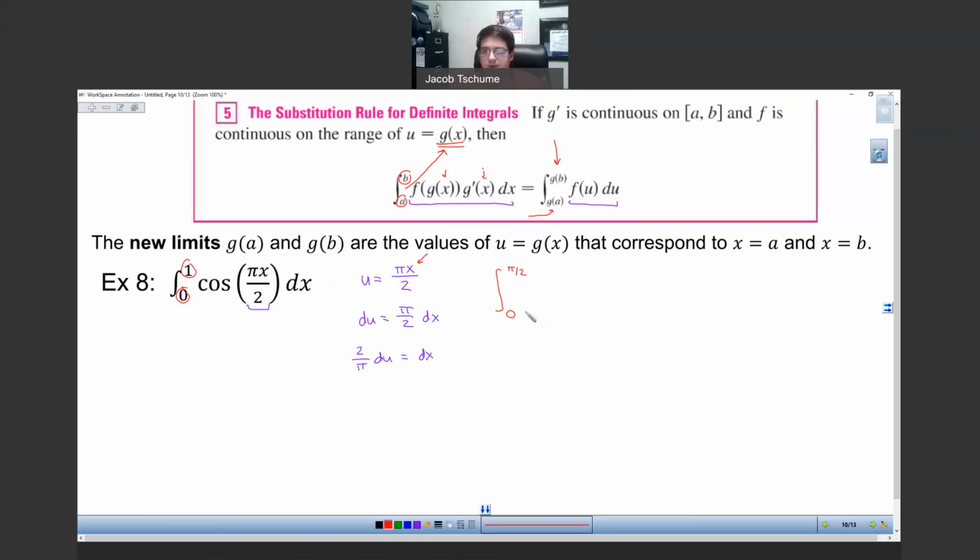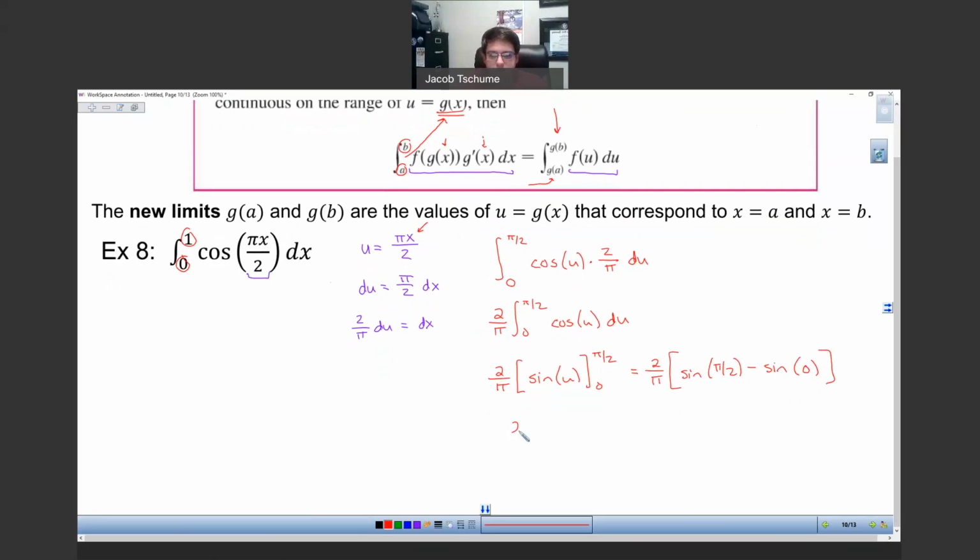And then you do the rest of your u sub the same. This would be the cosine of u times your dx term, which is 2 over pi du. The 2 over pi is just a constant, so you can factor that out front. Cosine of u is one of your antiderivatives you should know. So this would be 2 over pi times the antiderivative of cosine, which is sine of u, but now you have to evaluate this from 0 to pi over 2. So this would be 2 over pi times sine of pi over 2 minus the sine of 0.